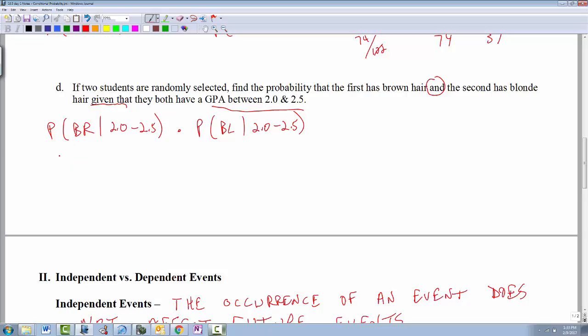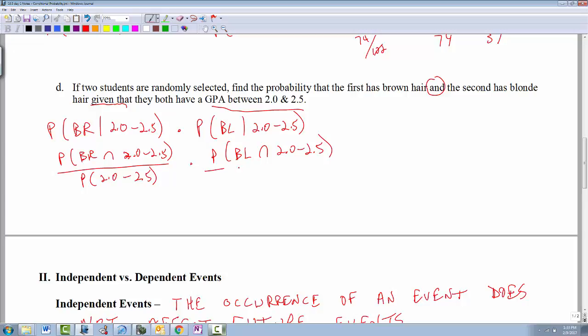Okay, so let's do it one more time. Probability of Brown intersection, wrong word. What's the overlap of these 2? Divided by the probability of this overall list, because given that, we're choosing from that list, times the probability of the blondes that are in the 2.0 to 2.5 list, divided by, given that the first event occurs. So we got to change those numbers a little bit.